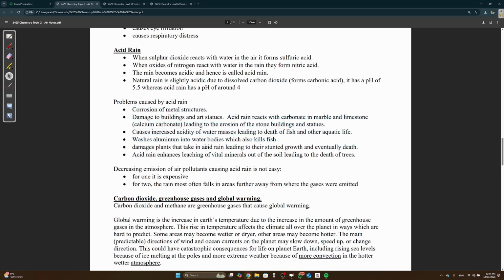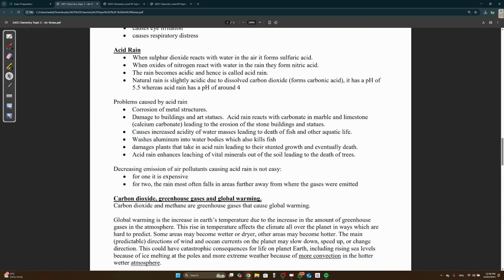These 6 points. Corrosion of metal structures when it rains. It damages buildings and art statues. Why? Because acid rain will react with the carbonate and cause erosion, right? It causes increased acidity of water masses, leading to the death of fish. It washes aluminium into water bodies, which also kills fish. So when it rains, it washes. This one's pretty self-explanatory because there's acid in the water, it's going to kill the fish.